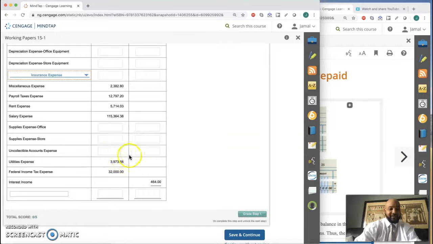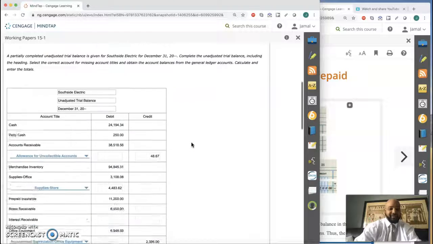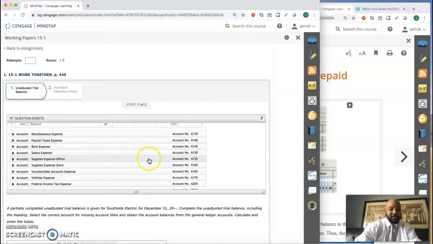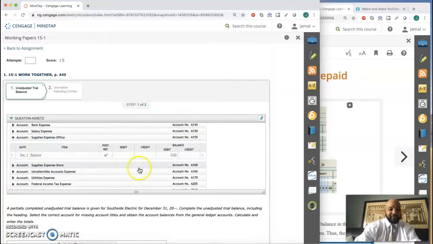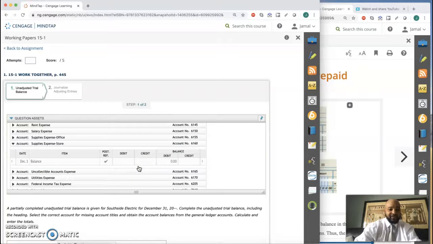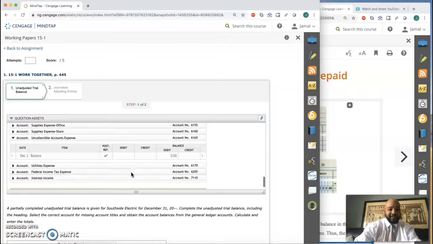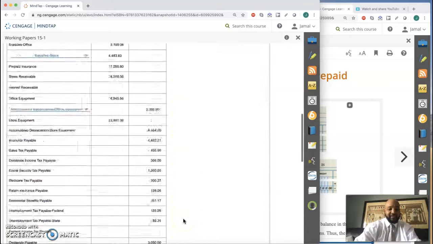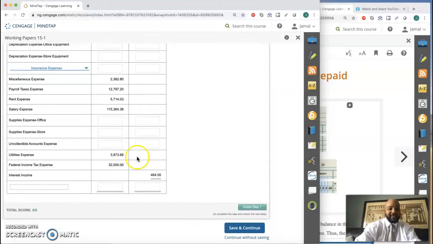Supplies expense, office, store, uncollectible accounts expense. Those should all be zero. Supplies expense, store, zero. Uncollectible accounts expense, zero. So we got all those zeros in. And so now we just need to total these at the bottom. So totals. And why is it totals? Because it's more than one. Good. And then we just need to add up these two.